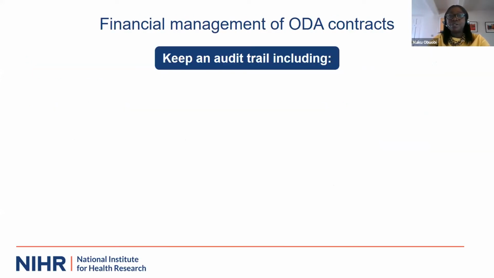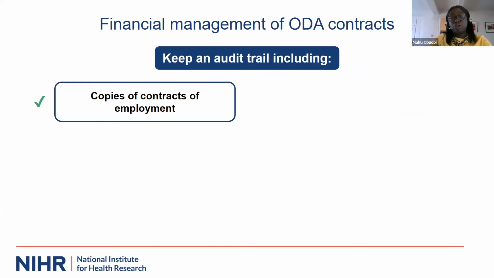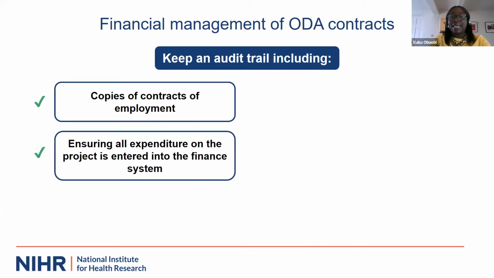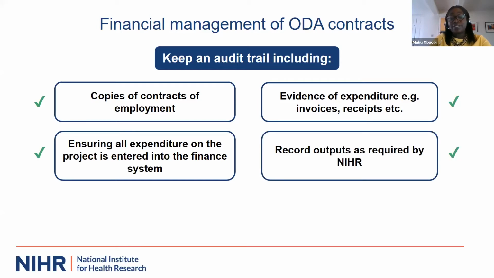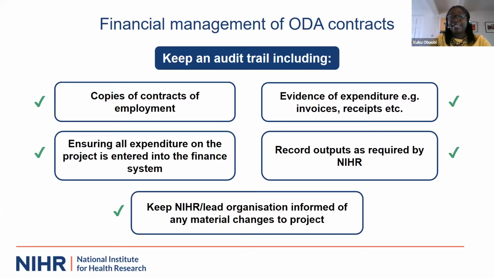So it's important for contractors to keep an audit trail of key documents, including copies of employment contracts, especially for staff members employed specifically for the ODA activity, updated expenditure records on financial management systems, and evidence of expenditure. It's important to record outputs as agreed within the NIHR contract. And then finally, it's important also to keep NIHR informed of any key significant changes to the activity.